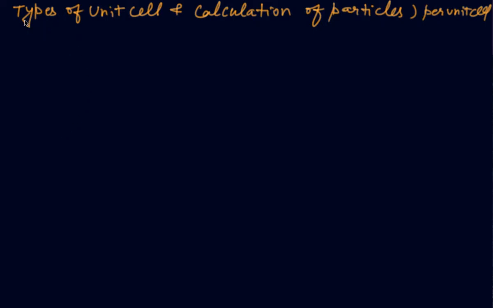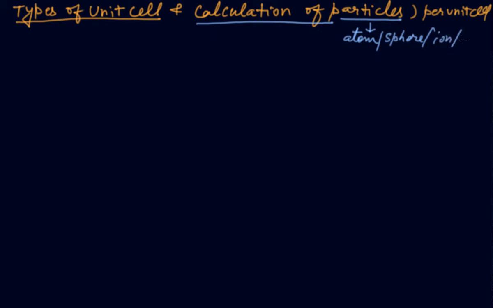Yes, my dear students, now the types of unit cell and calculation of the particles. When we use the word particles, particularly in solid state, it stands for atoms, sphere, ion, electron, neutron, or any entity. Do not get confused by this one.